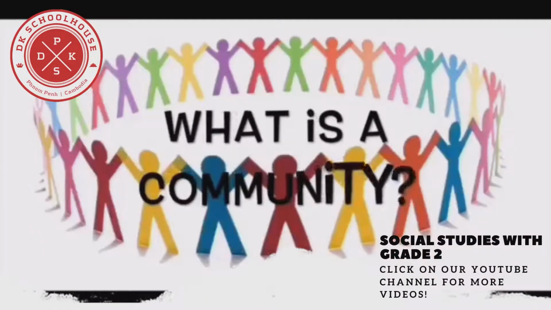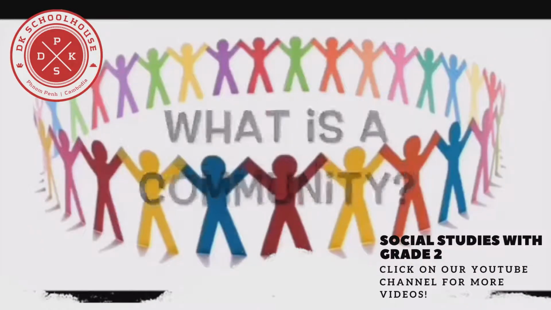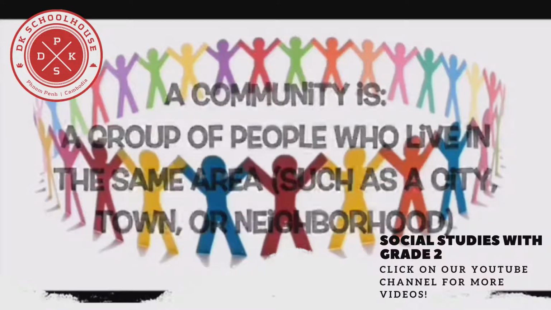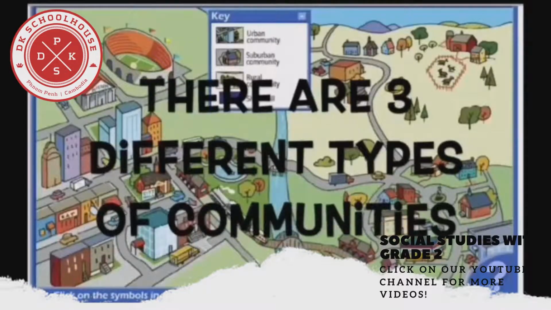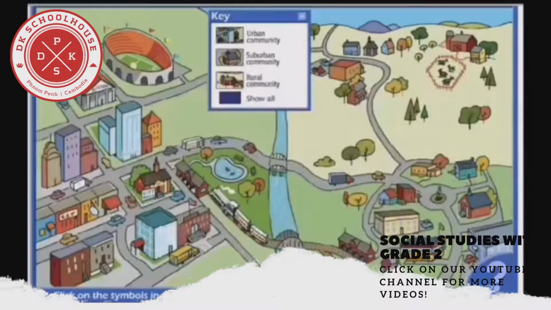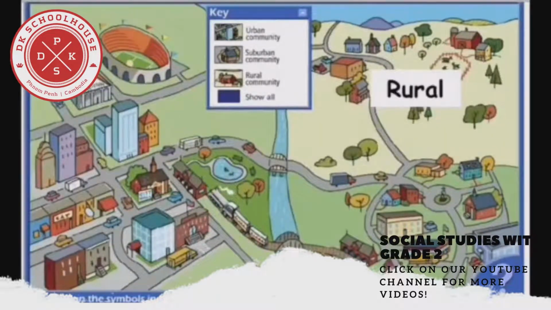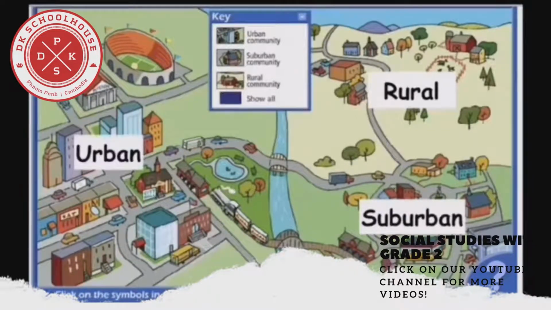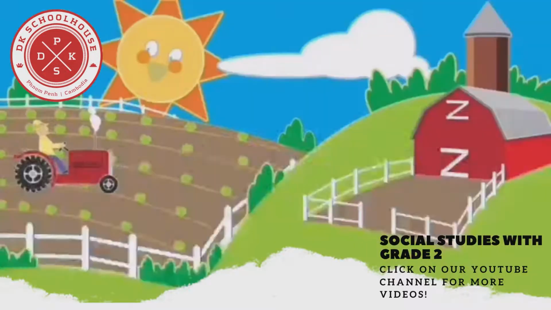What is a community? A community is a group of people who live in the same area, such as a city, town, or neighborhood. There are 3 different types of communities. There are rural communities, there are suburban communities, and there are urban communities.